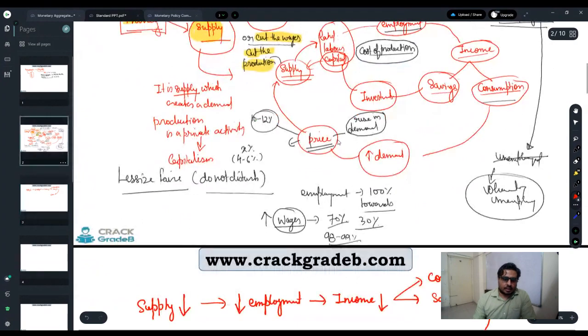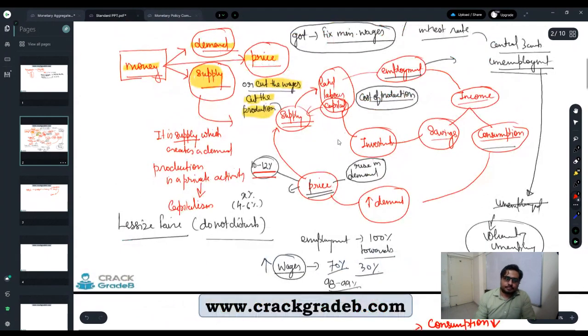What was happening here? I told you the economy was going fine, but once employment reached 100%, the cost of production increased, and that's why there is an exponential increase in the price, right? And this exponential increase in the price gave two options to the supplier: either cut the wages or cut the production. But he was forced to cut the production because cutting the wages is not allowed by the government, right?